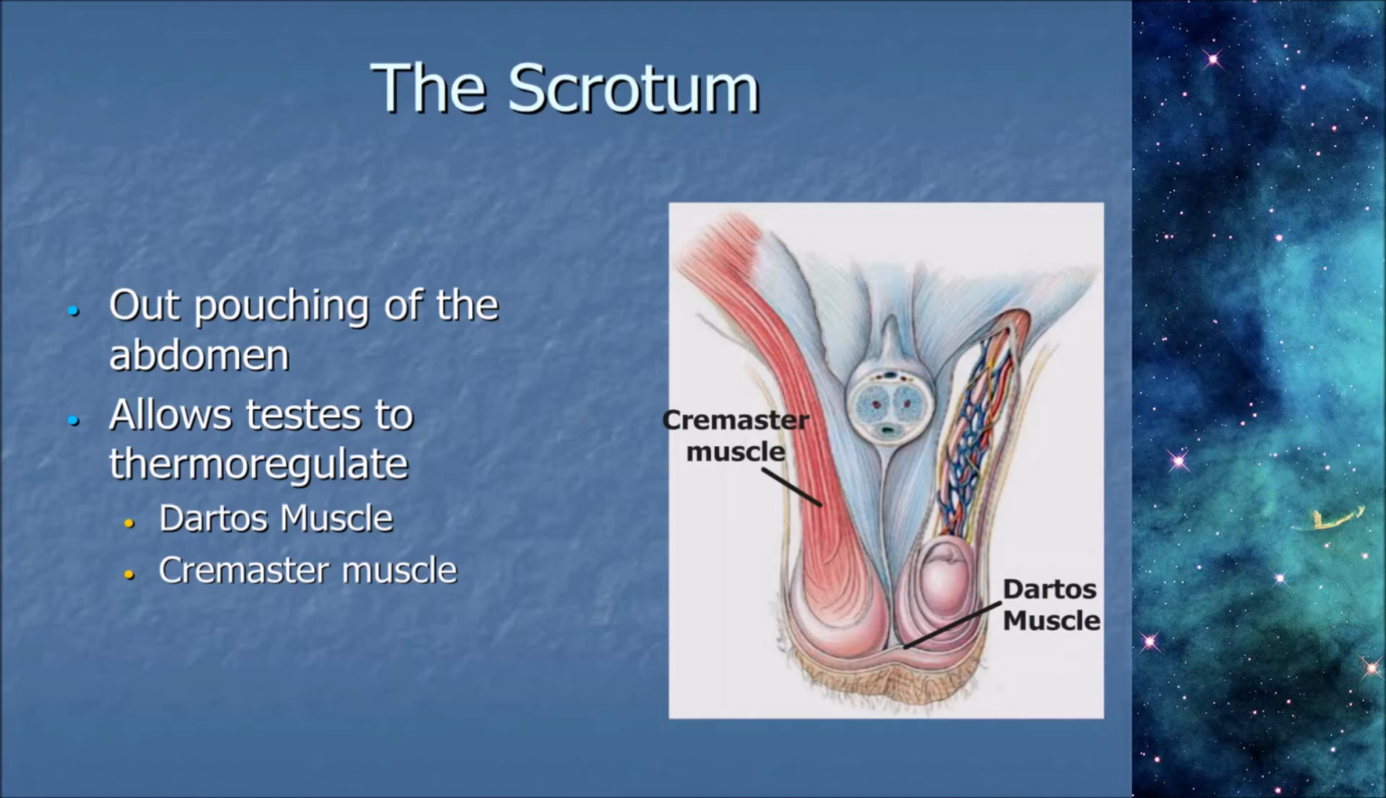And that's the reason why the testes are hanging outside the body in this rather precarious position in this small sac of skin. And this sac contains 2 different muscles that help it to thermoregulate. The first of these is the dartos muscle. The dartos muscle is the muscle in the skin of the scrotum, and this helps to crinkle up the scrotum when it's very cold outside and helps to hold the testes close to the body.